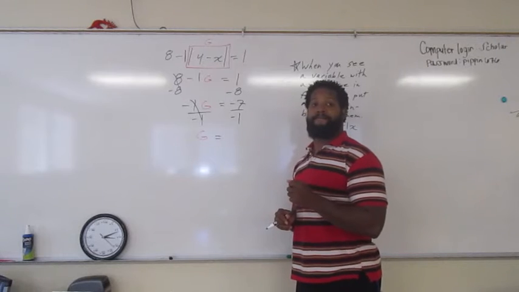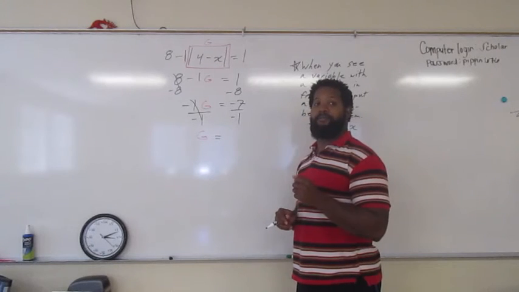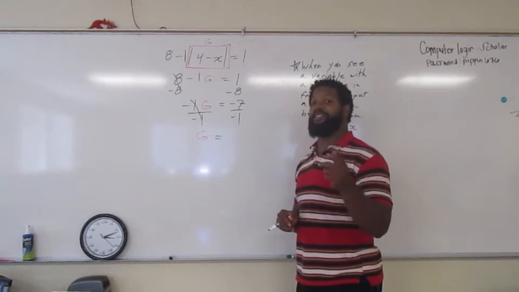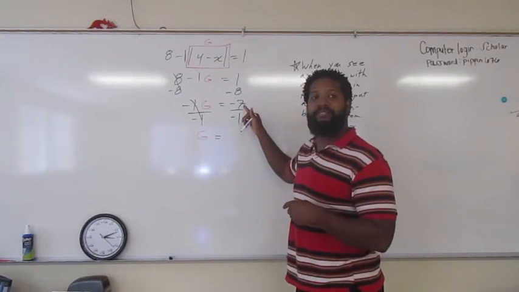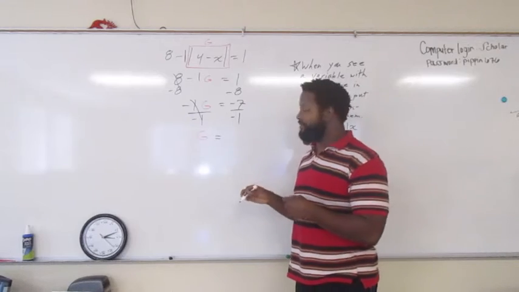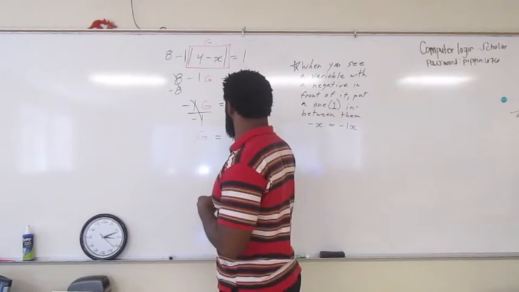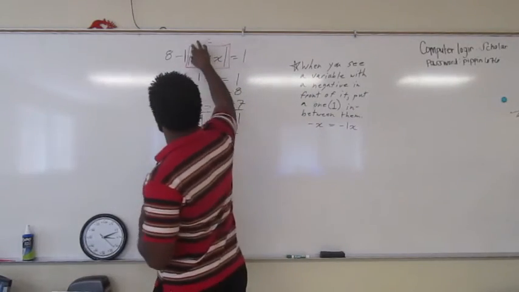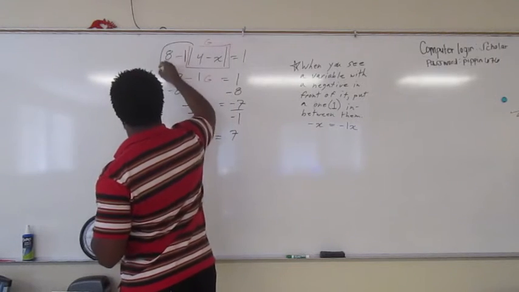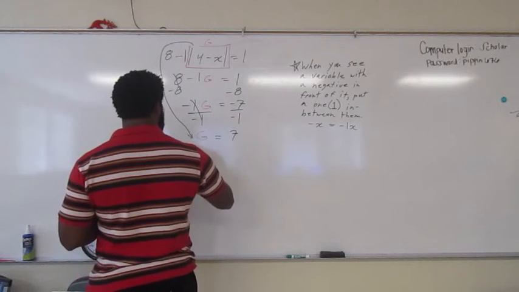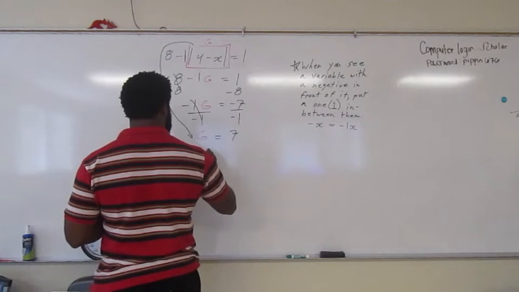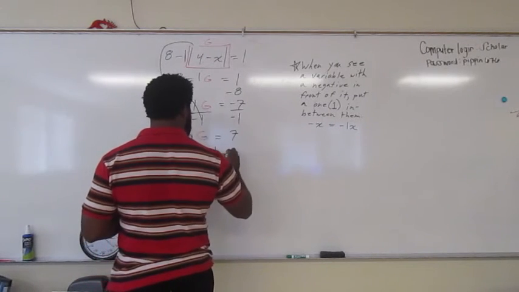But you do the same thing if it's in the absolute value too, right? Let's wait to get to that. What's negative 7 divided by negative 1? 7. So we take our absolute value out, and we have the absolute value of 4 minus x equal to 7.